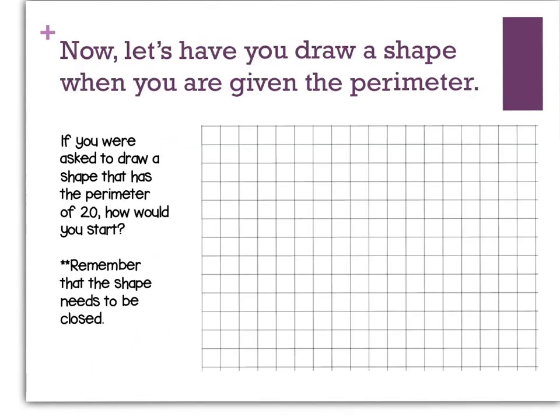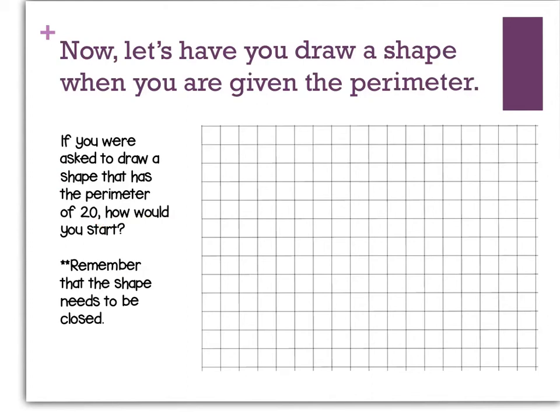Now let's draw a shape when you're just given the perimeter. Look at this problem here. If you were asked to draw a shape that has the perimeter of 20, how would you start? Before you start, I need you to remember that the shape needs to be a closed shape. Now, I'm going to use what I remember about multiplication and division. I know how many my whole is. Altogether, the sides need to add up to 20.